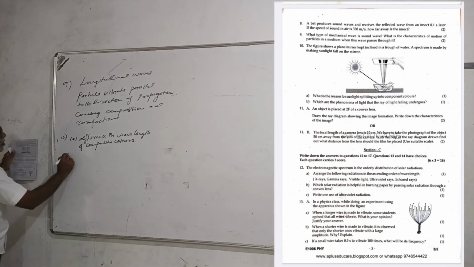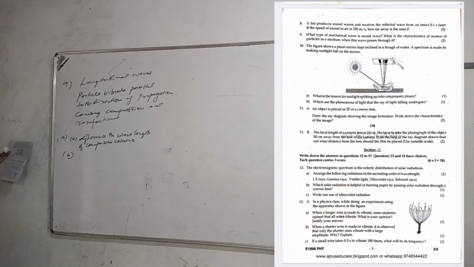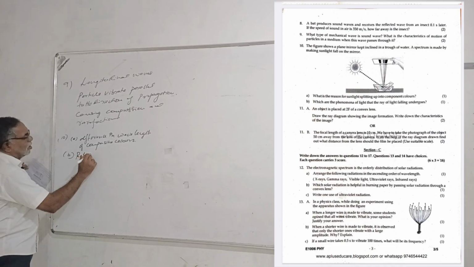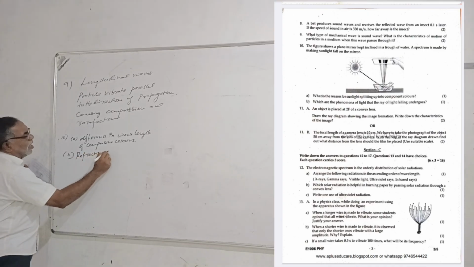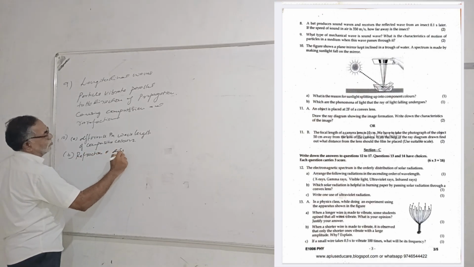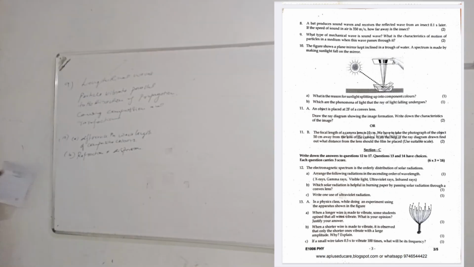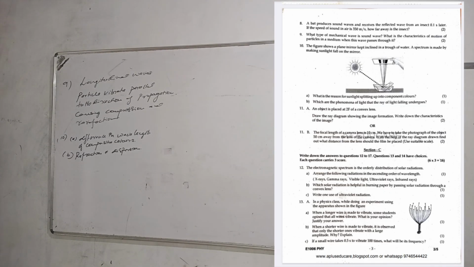Question B. What is the phenomenon of light that the ray of light falling undergoes? Here the light undergoes refraction and dispersion. First refraction and then dispersion. Light rays undergo refraction and dispersion.